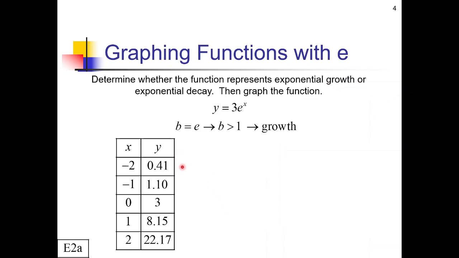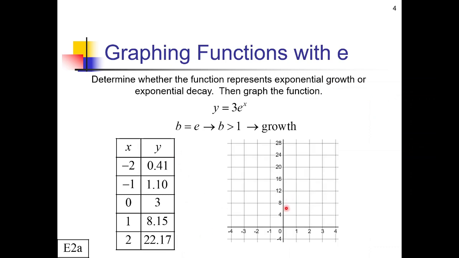So I'm going to make a scale that's appropriate to go from basically 0 to 22 and some change. So we've got -2, 0.41, that's very close to the x-axis, and then -1 and then 1 roughly. 0, 3 is about there. 1, 8 is roughly here, and then 2, 22 is somewhere between 20 and 24. So again, we're just approximating this, and then we have that nice exponential shape with that asymptote going on as we go to the left here because we've got a growth function.